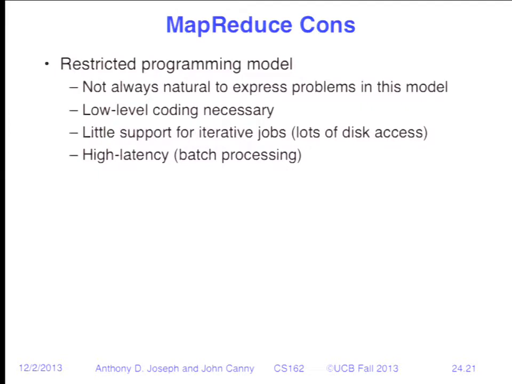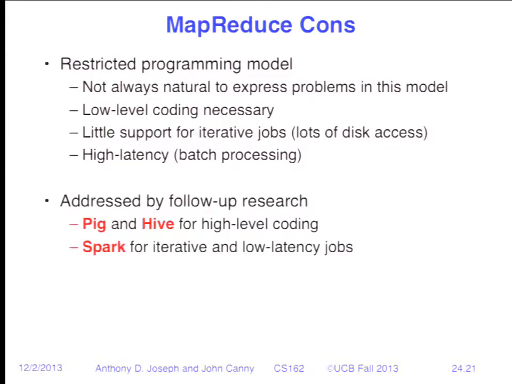So, of course, computer scientists love a con because that launches a research project. And so there are a bunch of research projects that have come along to try and address some of these issues. Pig and Hive, which we're going to look at in a moment, give you a much higher level coding model. Underneath, it's using MapReduce, but at the high level, you're writing something that's very easy for a programmer to understand. And Spark is a framework developed here at Berkeley that works well for iterative and low latency types of jobs. So let's start with Pig.